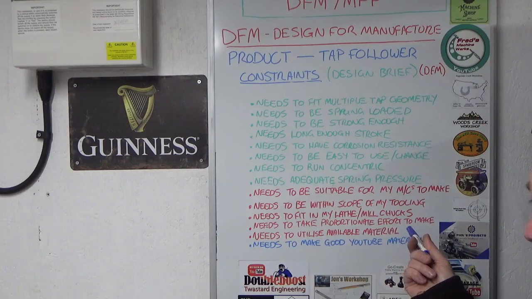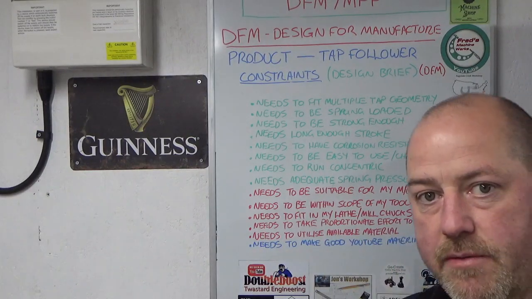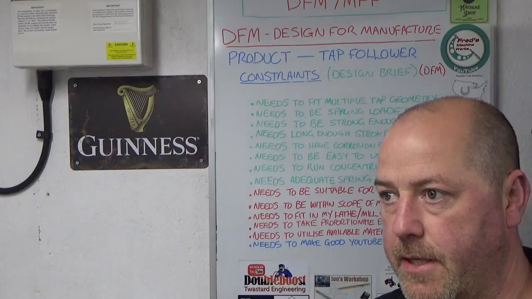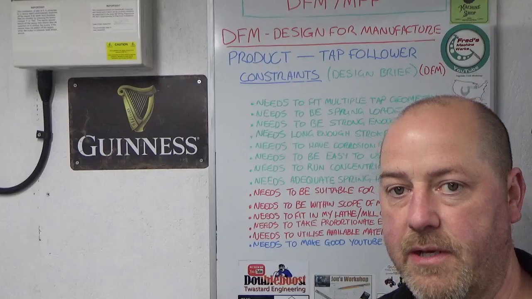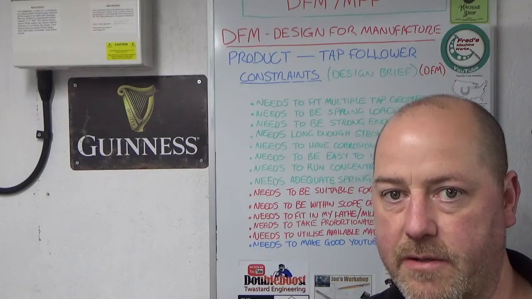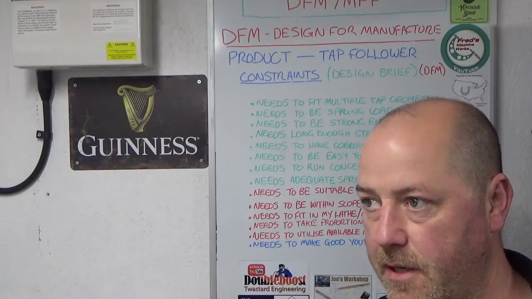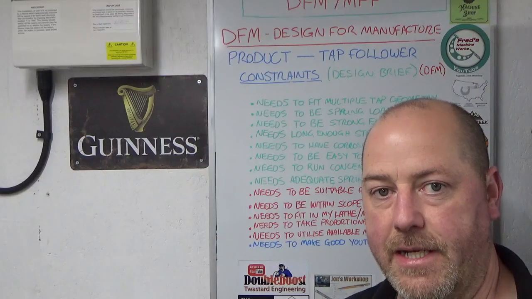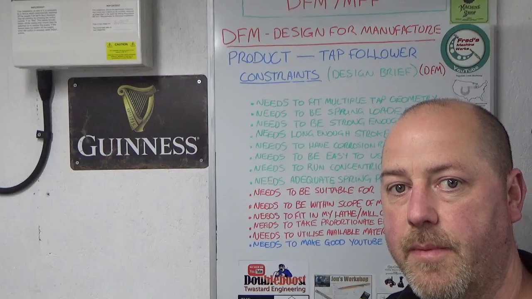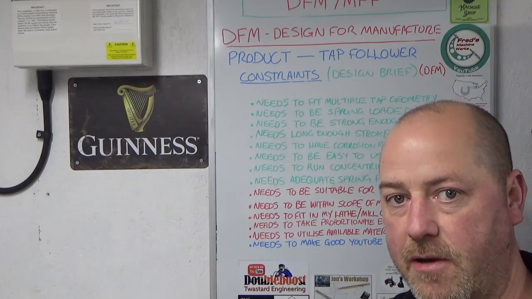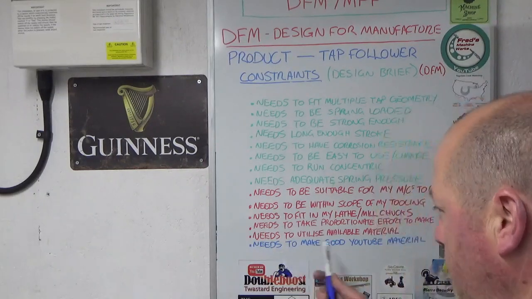It needs to utilise available material. So again, there's no point me designing something where I then go, oh, I now need to buy a minimum quantity of half a metre length of bar stock in some fancy material that's going to cost me 60-70 quid to get delivered, to make a tap follower. So I've got to look at the bar stock that I've got and make sure that it fits within the design envelope.